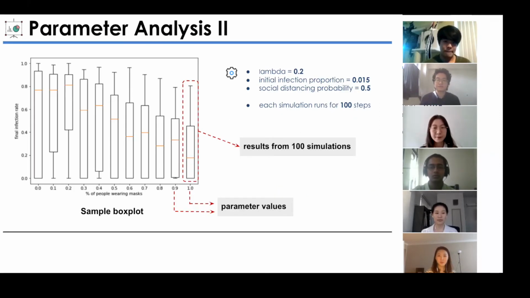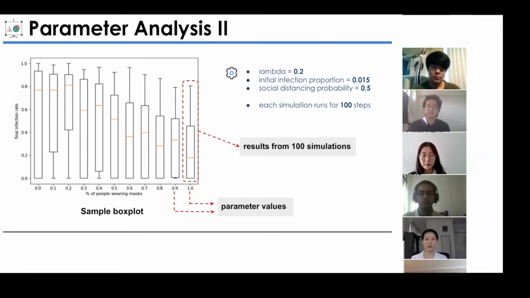For the visualization part, we choose to use box plot. So here's a sample box plot. We do 100 simulations for each of the initial settings. Each of the columns represents results from 100 simulations. The value on the x-axis is the parameter values, and the value on the y-axis is the metric values.